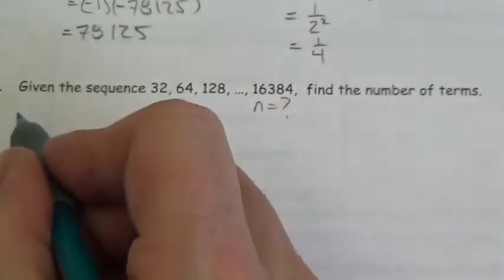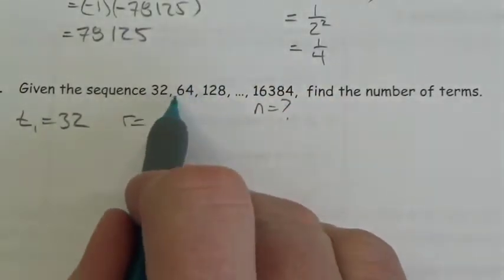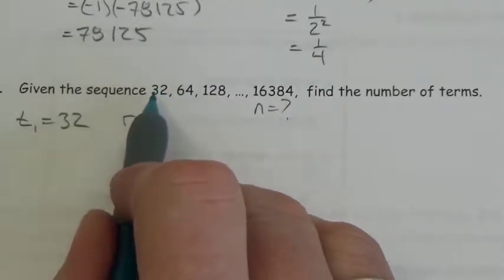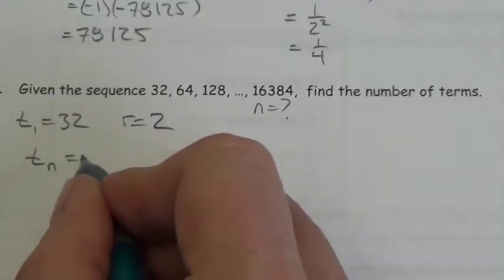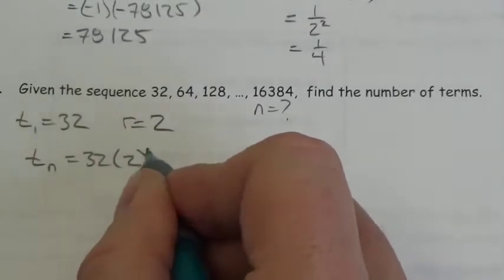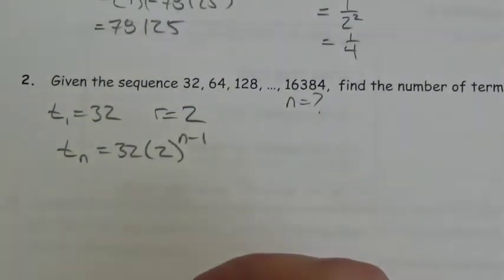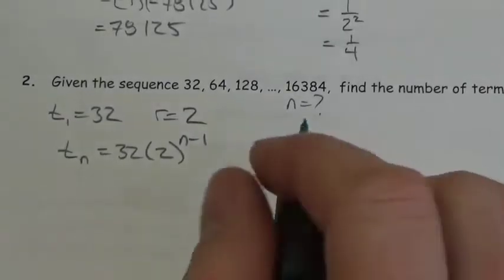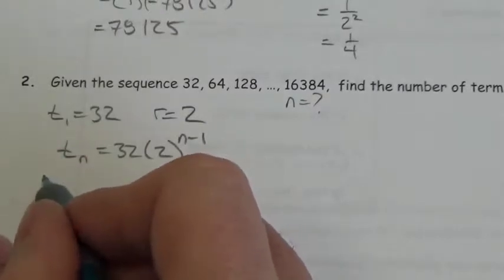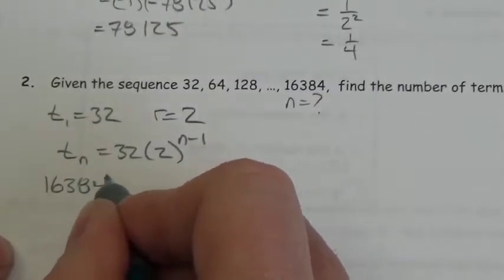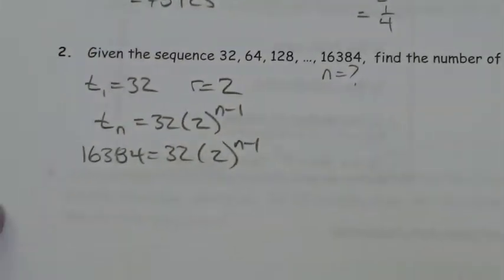So we've got to build the general term here. The first term is 32. That's not a problem. The r value is going to be the second term divided by the first term, so it's going to be 2. So I can build my general term. Tn is going to be 32 multiplied by 2 to the n minus 1. Again, general, because I'm not specifying the term right now. Now, I do know that the last term of the sequence is 16,384. So I'm going to put that in for my Tn, 16,384. What I don't know is the n value associated with that term.